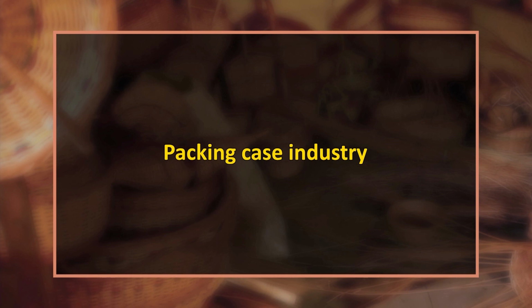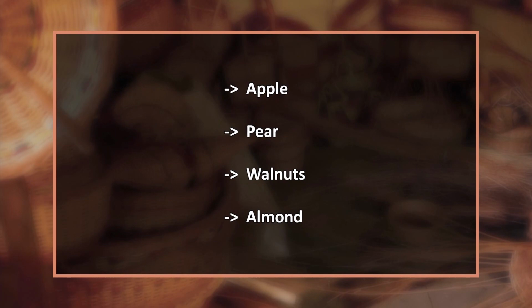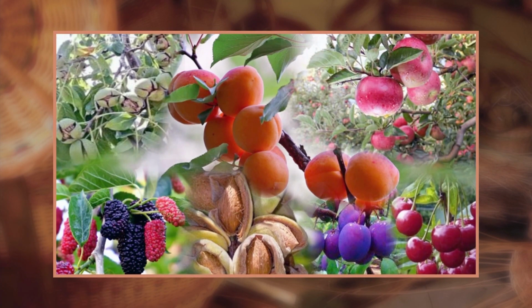Now, the packing case industry. Kashmir is a producer of many fruits including apple, pear, walnut, almond and other stone fruits that are grown not for domestic consumption alone but also for other parts of the country. Horticulture has made tremendous growth during the last few decades. These fresh and dry fruits are exported in packing cases mostly made from poplar and willow.